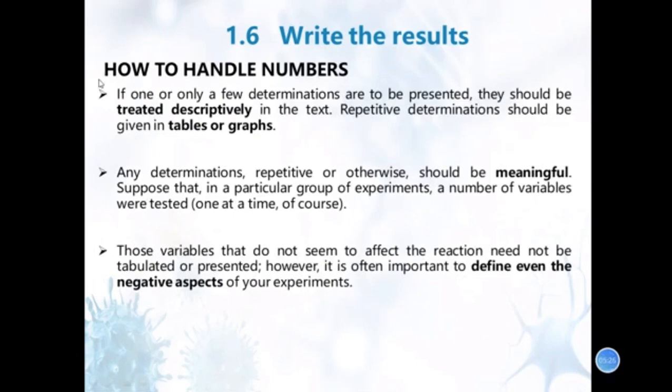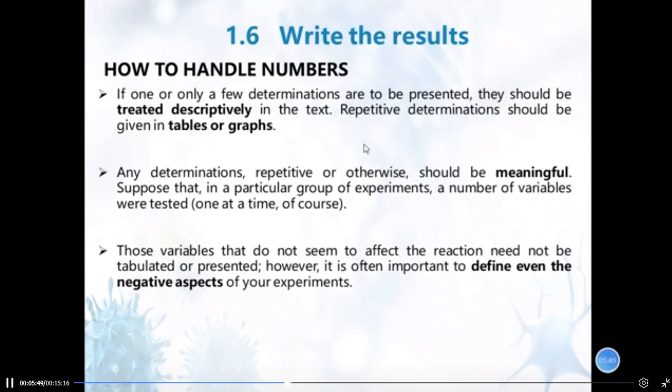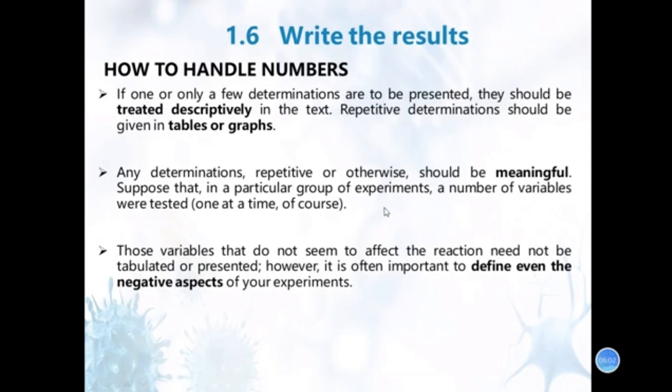Also, another important thing is how to handle numbers. If only one or a few determinations are to be presented, they should be treated descriptively in the text. Repetitive determinations should be given in tables or graphs. So, any determinations, repetitive or otherwise, should be meaningful. Because in the results part you get a lot of numbers, so how do you handle them? How to present the right ones is an art. It is a very important thing.